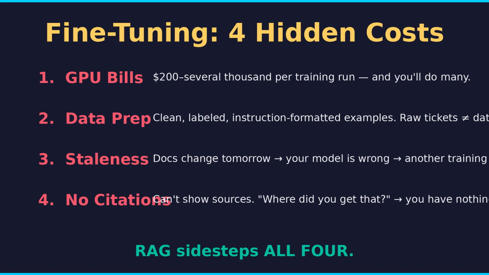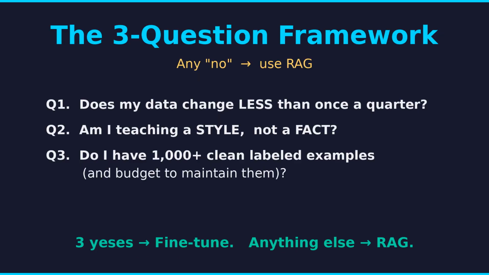2. Data prep. Fine-tuning needs clean, labeled, instruction-formatted examples. 1,000 support tickets is not a dataset. It's raw material. 3. Staleness. The day after you fine-tune, your docs change. Your model is wrong. The only fix is another training run. 4. No citations. Fine-tuned models can't show their sources. When a customer asks where did you get that? And they will. You have nothing. RAG sidesteps all 4.